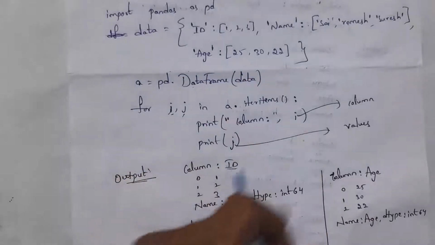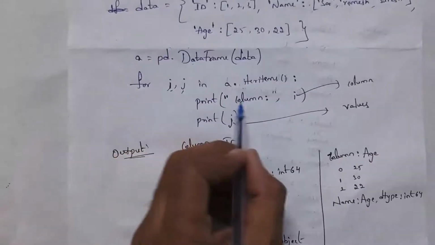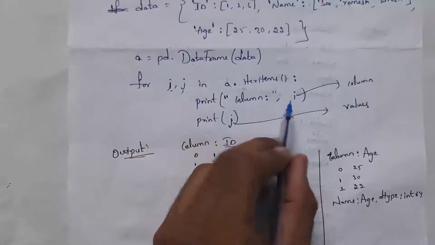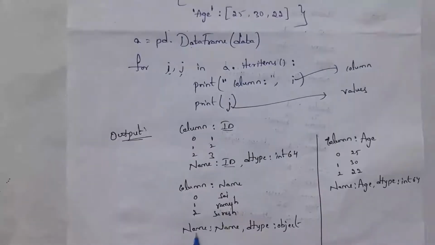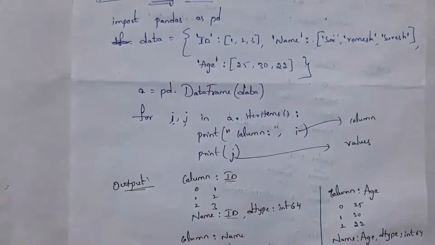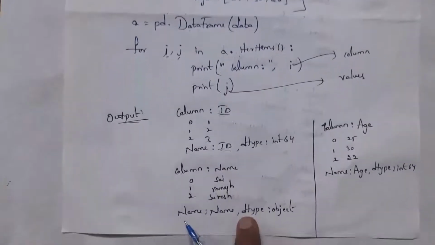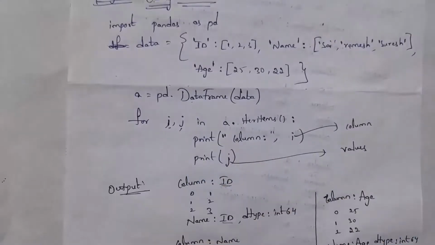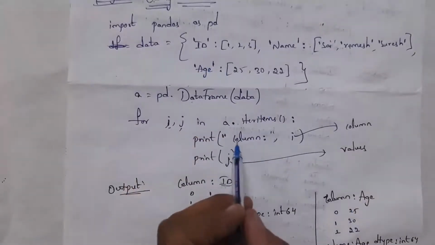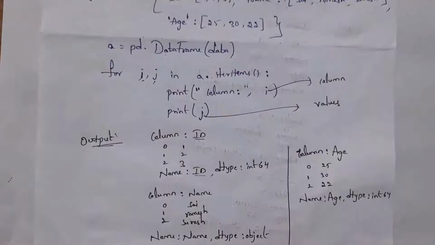And similarly the next column is the name column. So again it will display the column name, that is name column, and values. Guys, here Sai, Ramesh and Suresh are all of string type, so it will display the data type, that is object. And similarly at last it will display the last column name, that is age column. So it will display the column name, that is age, and similarly values. This is how we iterate items by using the iteritems method.